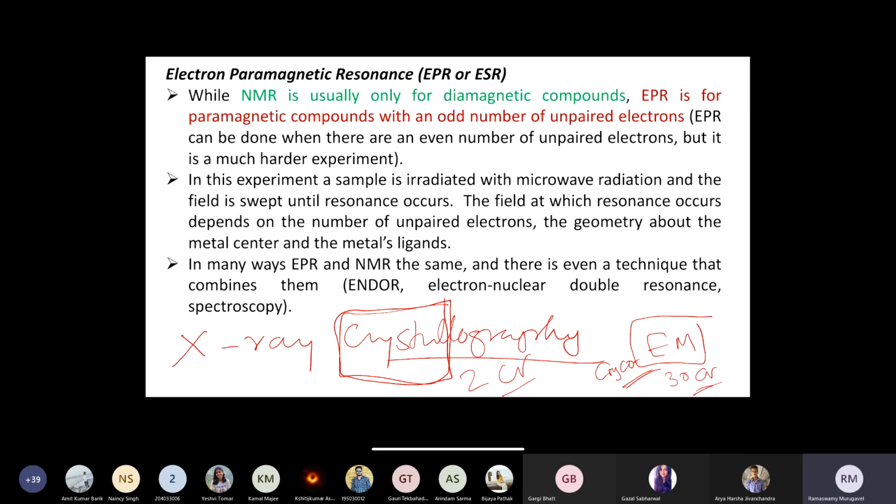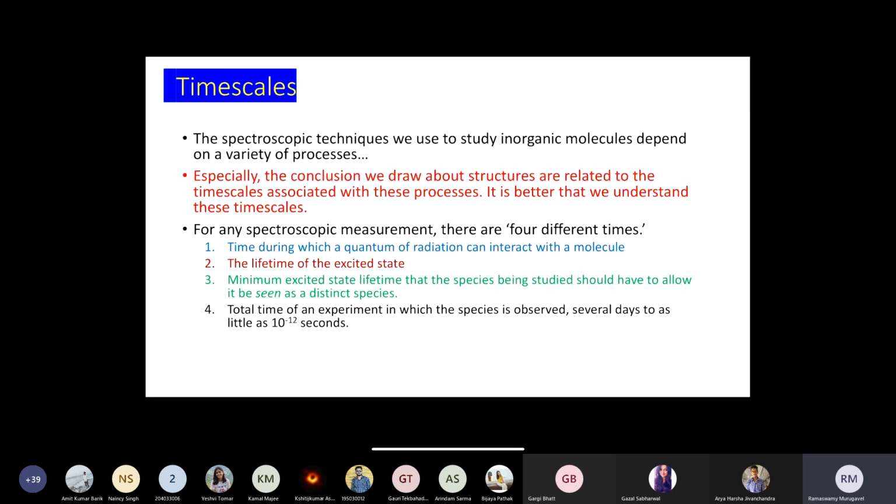This morning I had a brief discussion with one of you in the class about timescales. The answer I got was not much, really. The timescales become very important, I think, for non-organic or inorganic molecules. It's not that it's not important for organic molecules, but covalent molecules are much easier to study by NMR spectroscopy without much botheration about timescales. But timescales become very important.